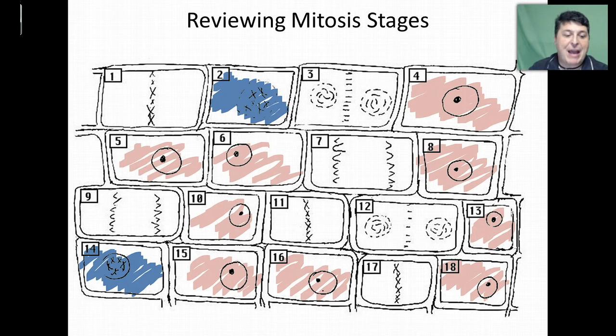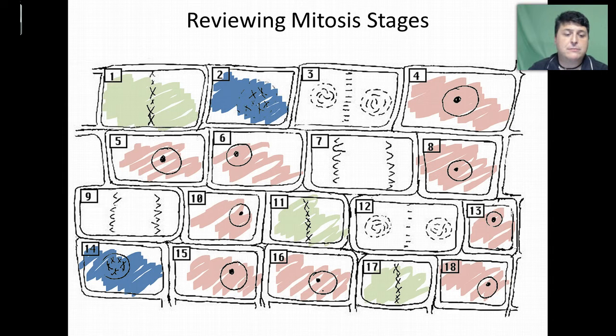Next up, after we have dissolved the nucleus and the spindle fibers are formed, it's time for the chromosomes to be pushed to the middle during metaphase. And so we see that happening here in number 1. We see that happening here in number 11. And then we see that happening here in number 17.